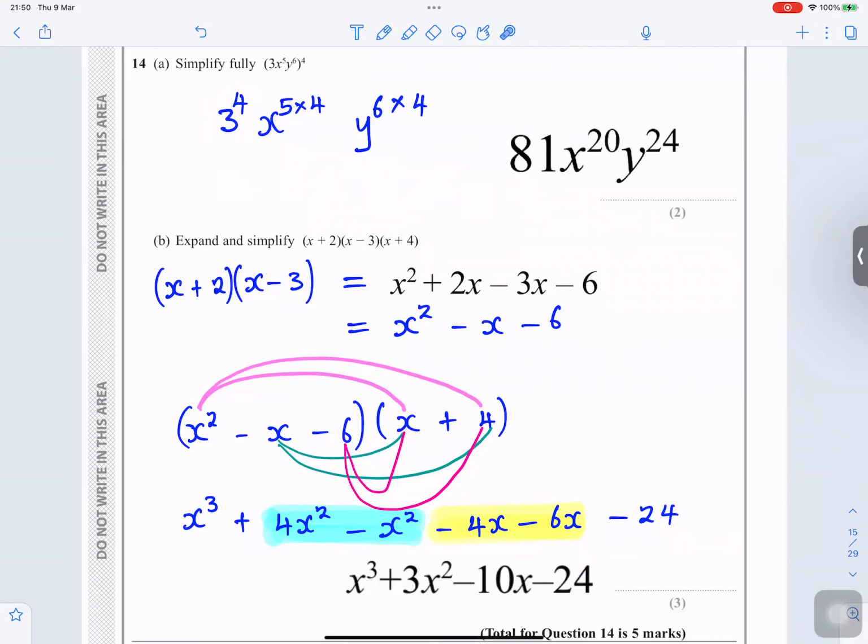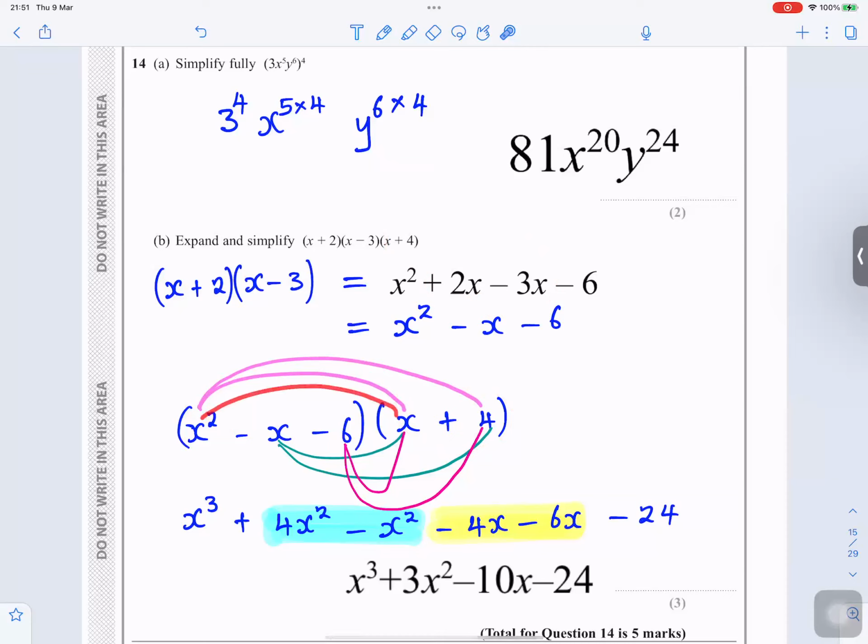Part B, expand and simplify. So we do the first 2. x plus 2, x minus 3. When you expand that, x times x, x squared. x times minus 3, minus 3x. 2 times x, 2x. 2 times minus 3 is minus 6. And we do 2x minus 3x is minus x. Now we multiply x squared minus x minus 6 times x plus 4.